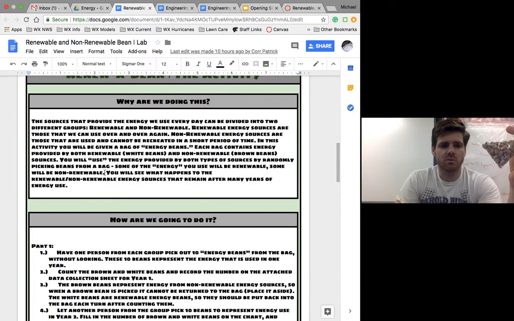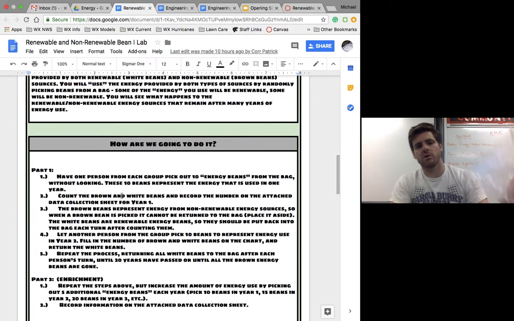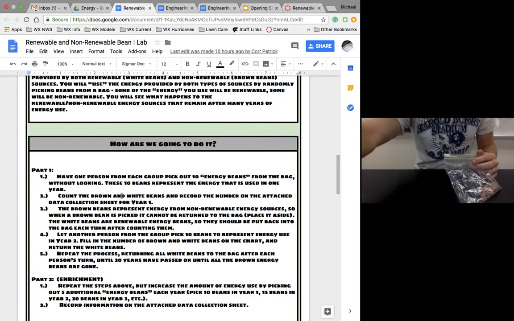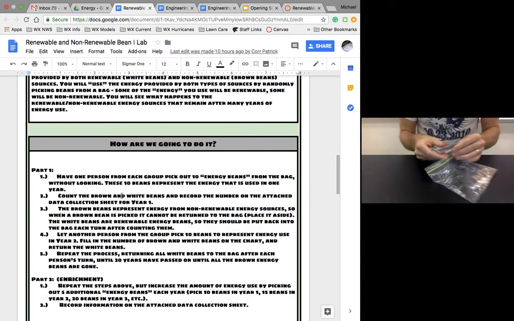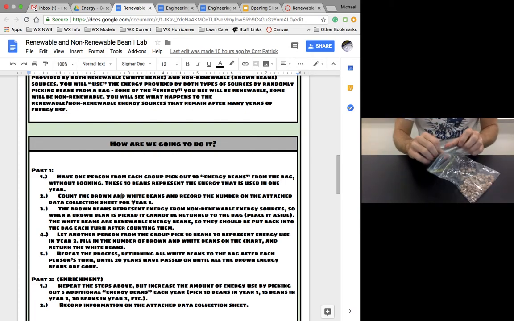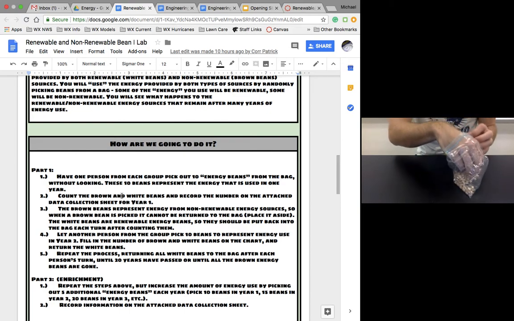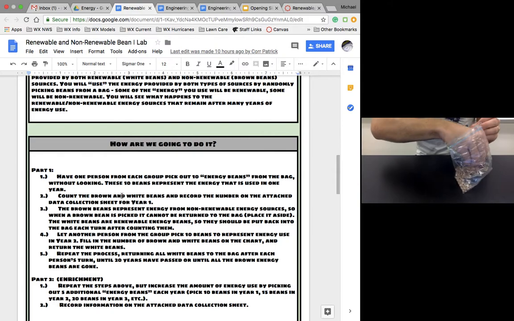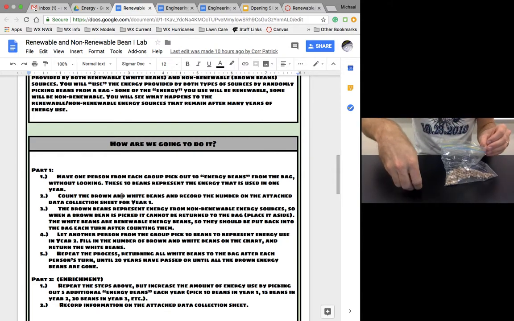Essentially what we are going to do is have one person in your group, and we should have 2 people per group. There's 15 bags, so we should have 2 people per group. You're going to have one person reach their hand into the bag of beans, and you're going to pull out 10 random beans. So, I'll just count out 10 here.